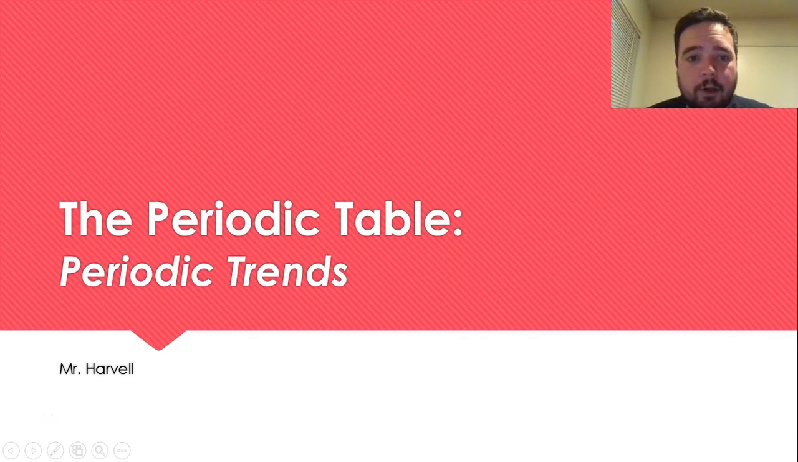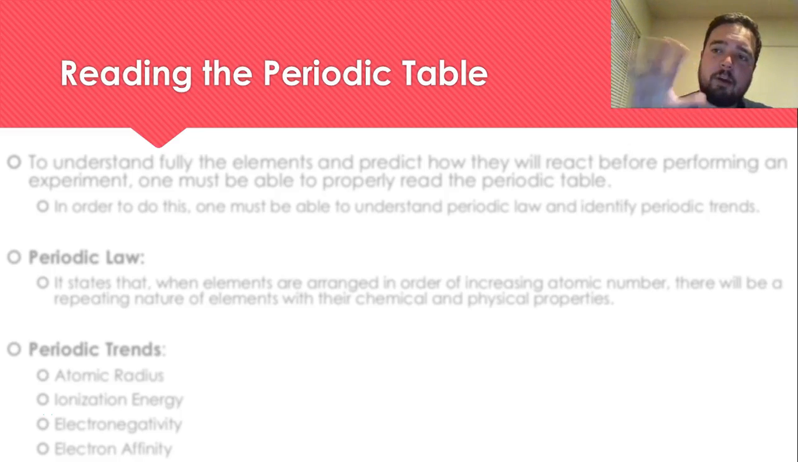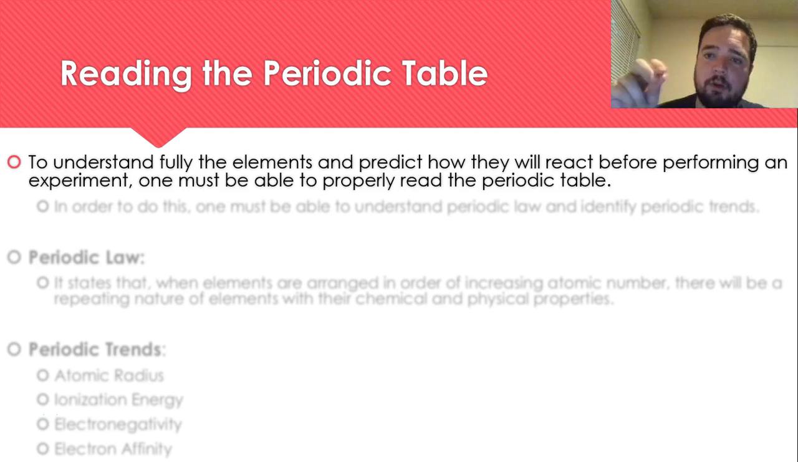Hello, so welcome. We're going to continue talking about the periodic table. Specifically in this video, we're going to talk about periodic trends. When it comes to reading the periodic table, to fully understand how the elements are going to react, you need to be able to properly read the periodic table, which I've said in class and in multiple videos because it's very, very important, especially if you want to become a chemist or a physicist.